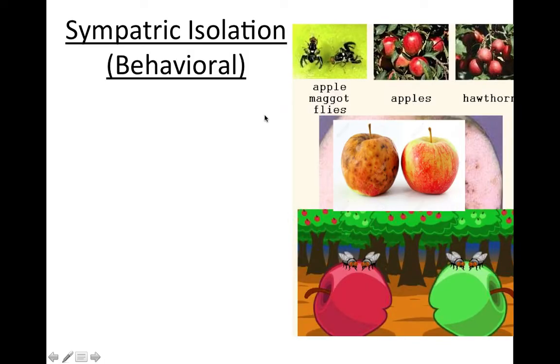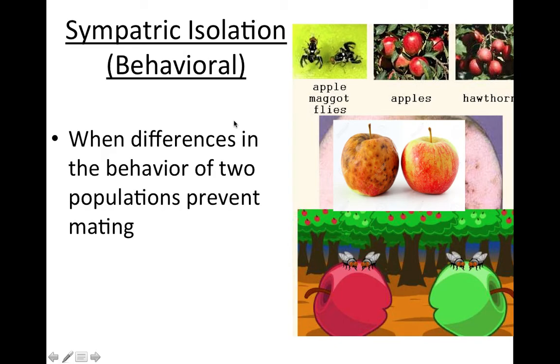All right, so then you have sympatric speciation or sympatric isolation. And that happens in two different ways. The first is behavioral. And that's when differences in behavior of two populations prevent them from interacting very much. Here's an example. There was one type of fly that used to inhabit both apples and hawthorns. Now, apples and hawthorns are actually two totally different types of fruit that are in two totally different types of trees that you'll find in two totally different types of places. So you're not going to find these in the same spot.